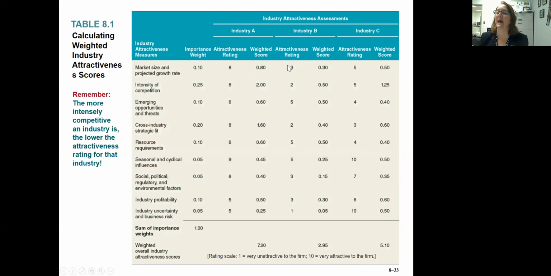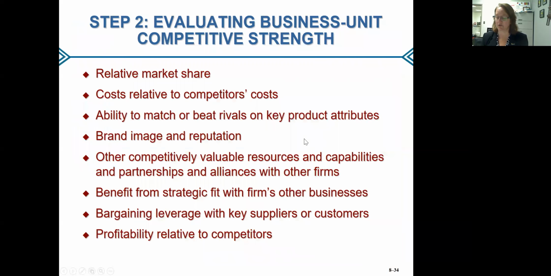Industry B has an attractiveness rating of 3, so 0.1 times 3 is 0.3. And industry C has an attractiveness rating of 5, for a weighted score of 0.5. So you go through each one of these, and in this scenario, they decided that the importance scale would remain the same for each industry.